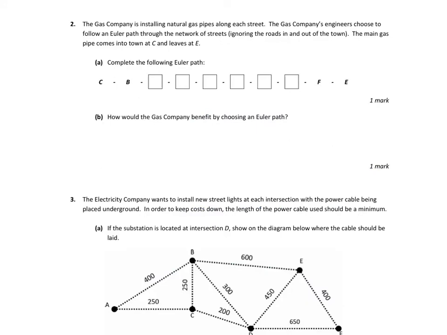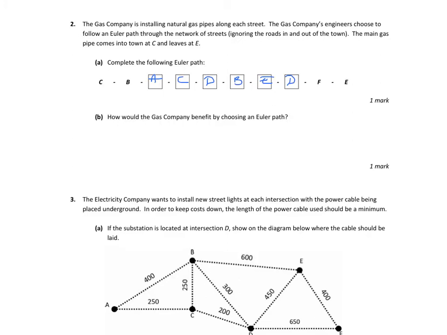Okay, now question 2. The gas company is installing natural gas pipes along each street. The gas company engineers chose to follow an Euler path through the network of the streets, ignoring the roads in and out of town. The main gas pipes come into the town at C and leave at E. Firstly we need to complete the Euler path. We've given you the start there, and it's just a matter of following through the Euler path. So we end up with a path from C, B to A, C, D, B, E, and then D, then F and E finally.